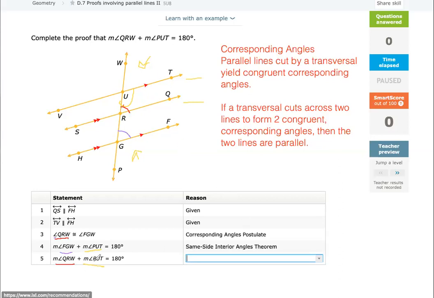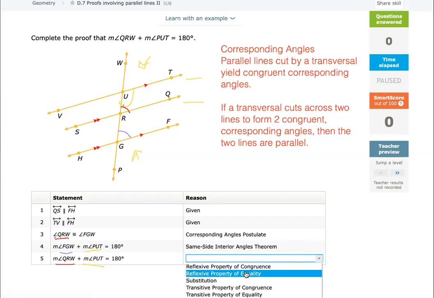Okay. Last one, looks like we had QRW plus measure PUT. I'm going to say it's substitution because they're moving stuff around there.